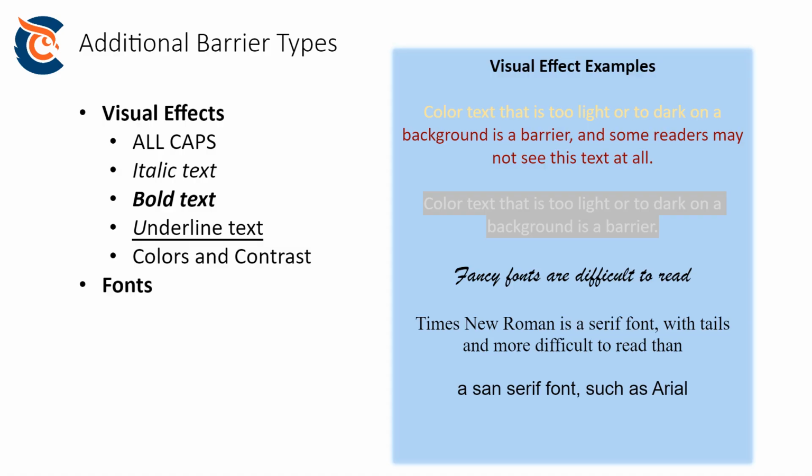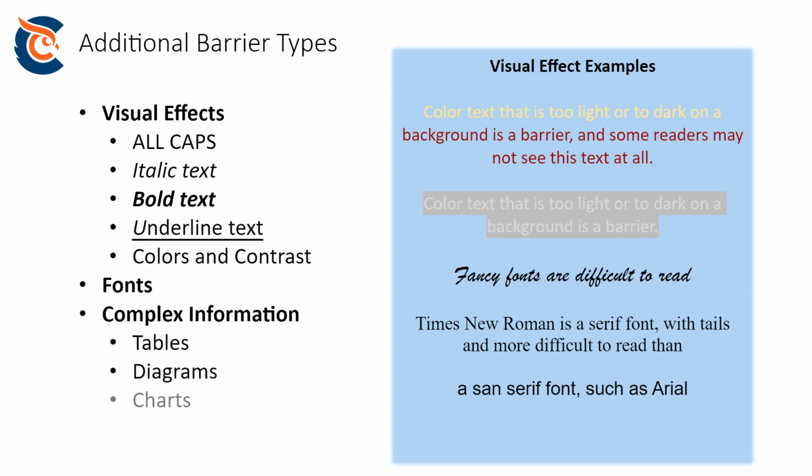The final barrier type is complex information, such as tables, diagrams, and charts. Aim to use simple information. If you must use complex information, provide concise and succinct verbiage that clearly explains the information.